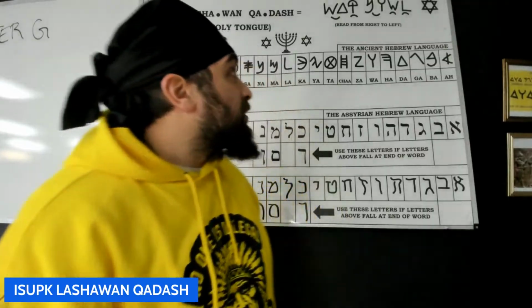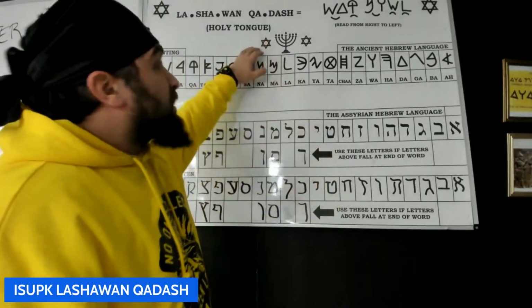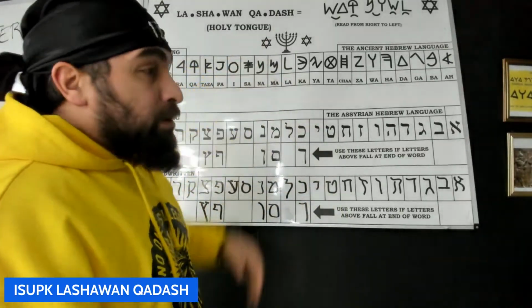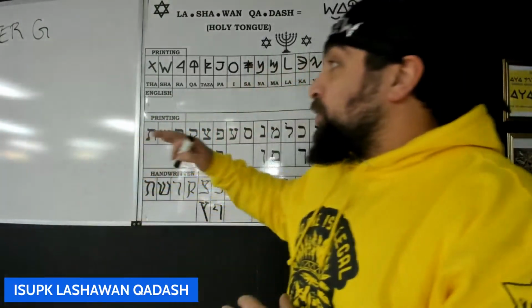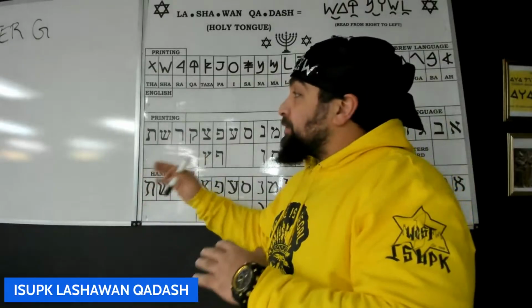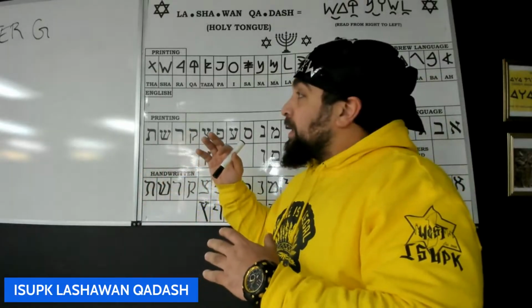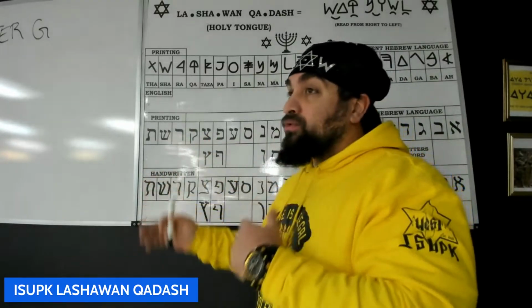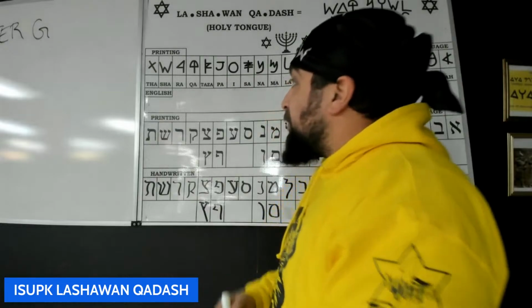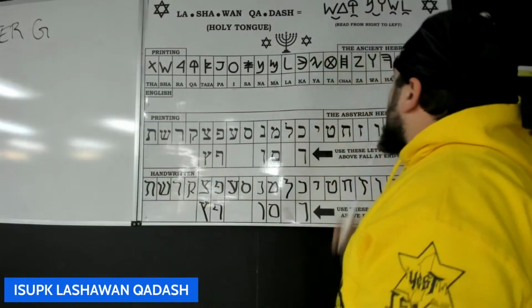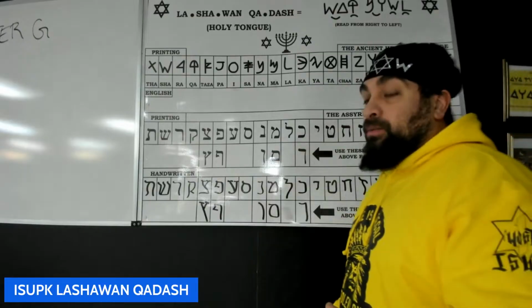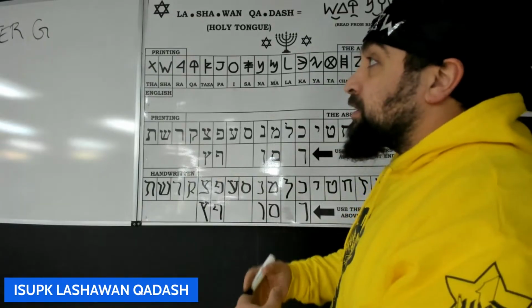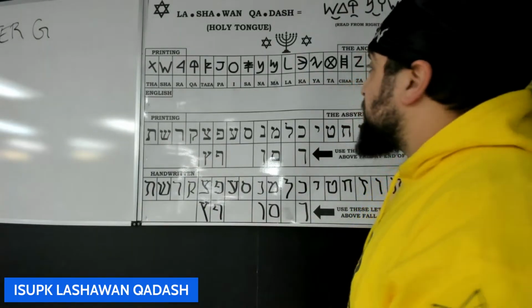This is the Chicago Lashawan Qadash class, which is the Holy Tongue. Before we get into the rest of the letters from last week, we weren't able to see the proper letters and the spellings on the board, so I'm going to try to go over that again. But before we do that, we're going to go over the alphabet real quick, and then we'll try to knock out some words from last week, including a couple of extra words from this week.